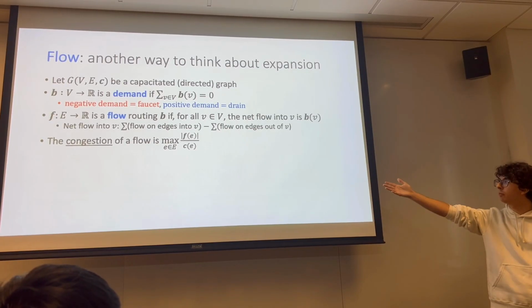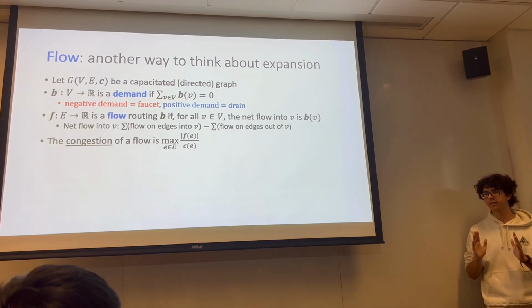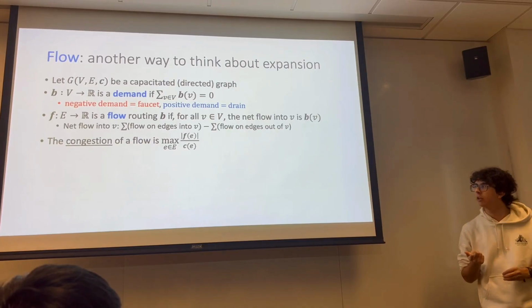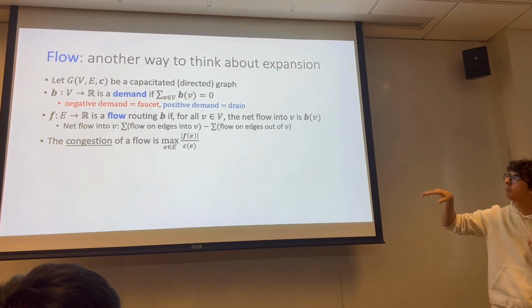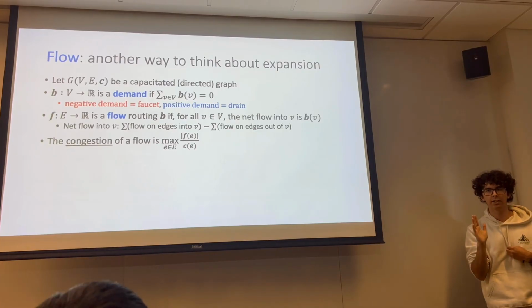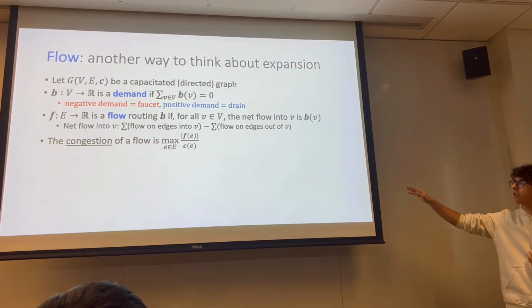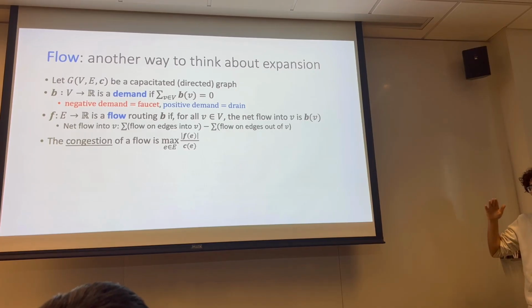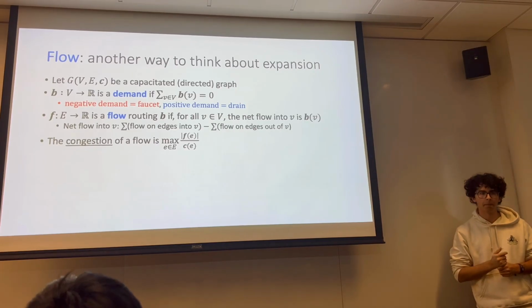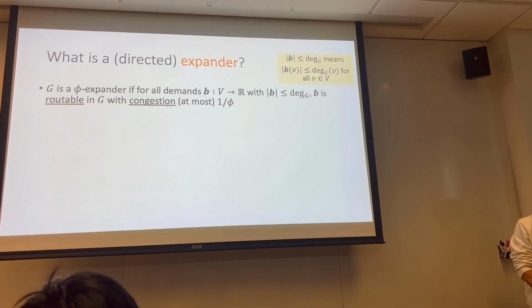Okay, lastly, the formal definition of congestion is just the maximum of the ratio of the flow on an edge over its capacity. If you've seen flow before, this might be unfamiliar because sometimes you think about flow and there are strict capacity constraints. Like you can't put more flow than the capacity of an edge. Here it's not a strict constraint, I'm just measuring how much we violate these constraints by, that's the congestion. Okay. And we need that to think about expansion.